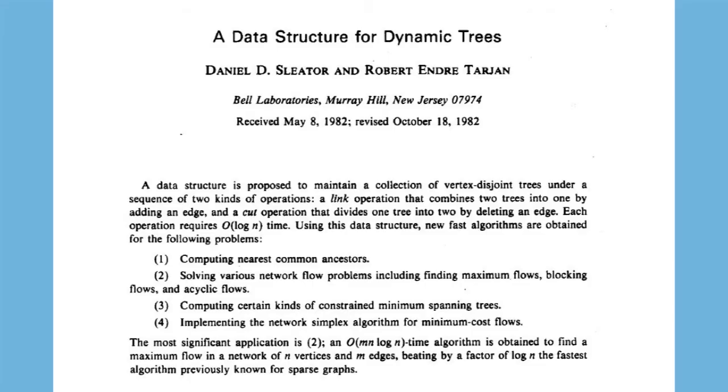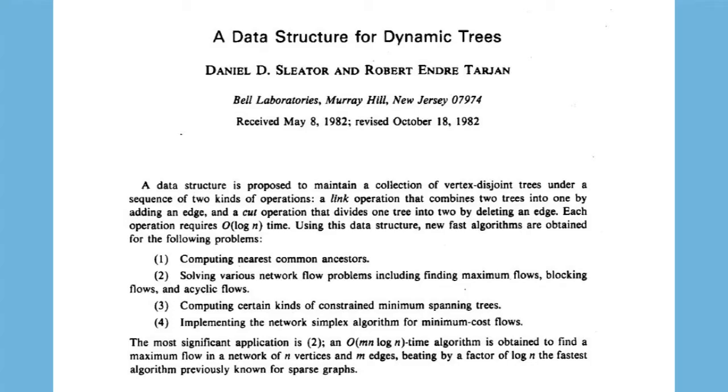In order to reduce the time complexity, the operations on our graph had to be done in O(log n) time. To achieve this, we used the data structure dynamic trees. The original paper by Daniel Sleator and Robert Tarjan defines a dynamic tree to be a collection of vertex disjoint trees under a sequence of operations that links two trees by creating an edge between them and one that splits a tree in two by deleting an edge.